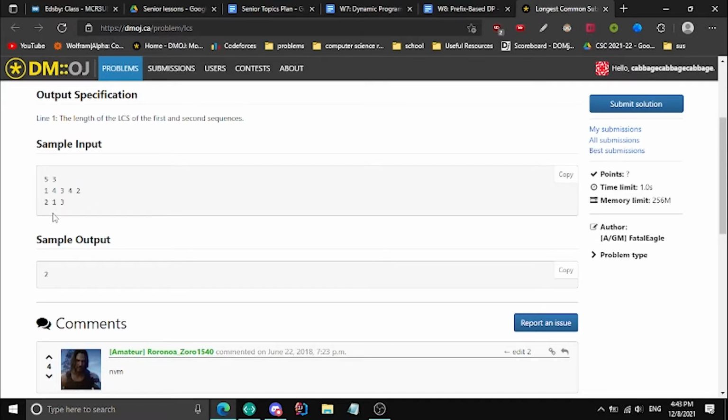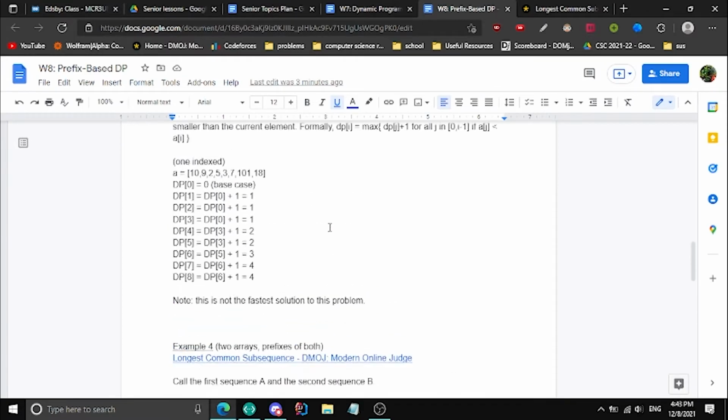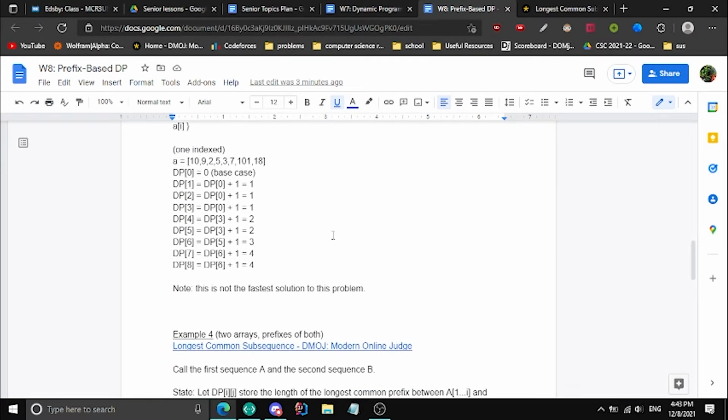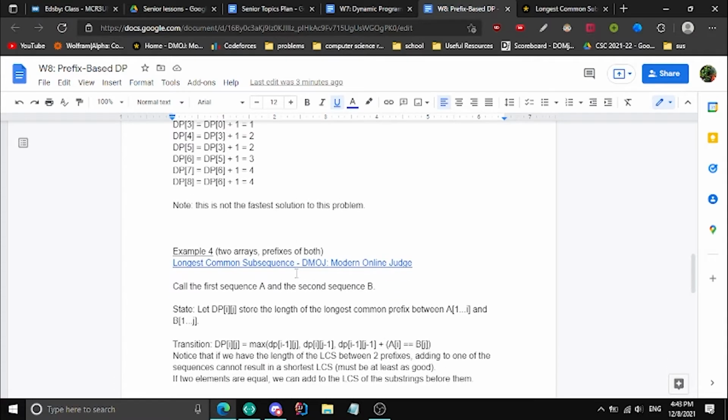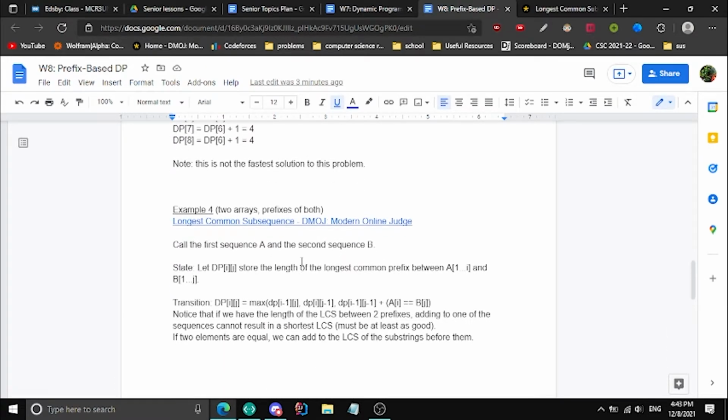Okay, so in our previous examples, we only had one array to deal with, but now that we have two arrays, we're going to need 2 dimensions at least, right? So for our state, we're going to have dp at i j store the length of the longest common subsequence between the prefixes a at 1 to i and b at 1 to j.